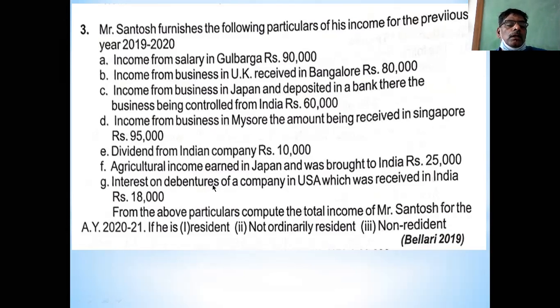Then interest on debentures of a company in USA means earning from USA, which was received in India. Received in India is here. Therefore, you take this 18,000 to all. Take to all. Okay. You draw the table and take the incomes.